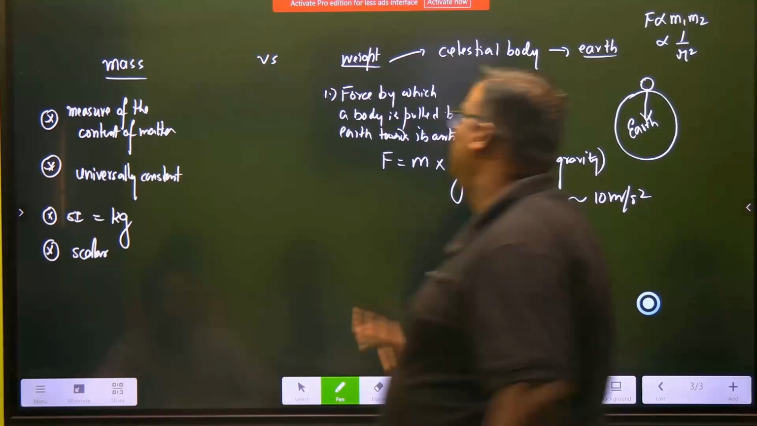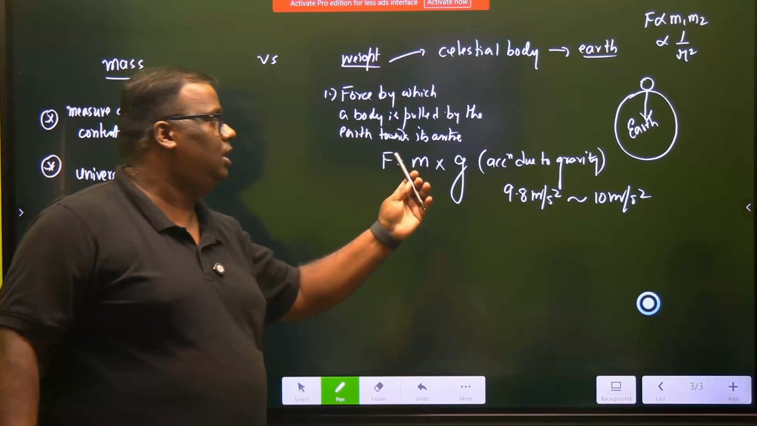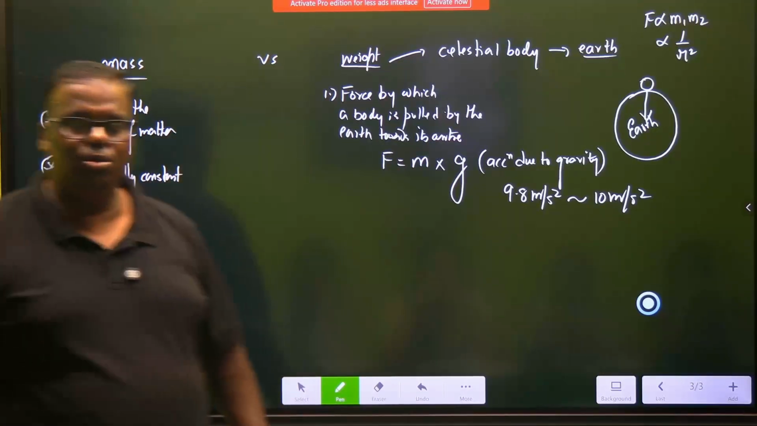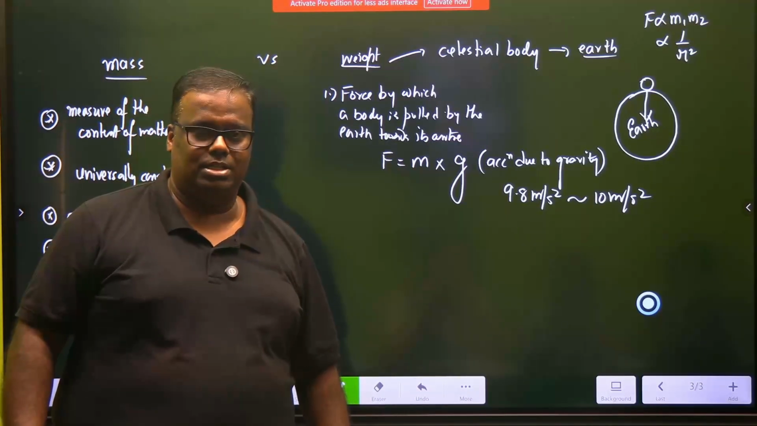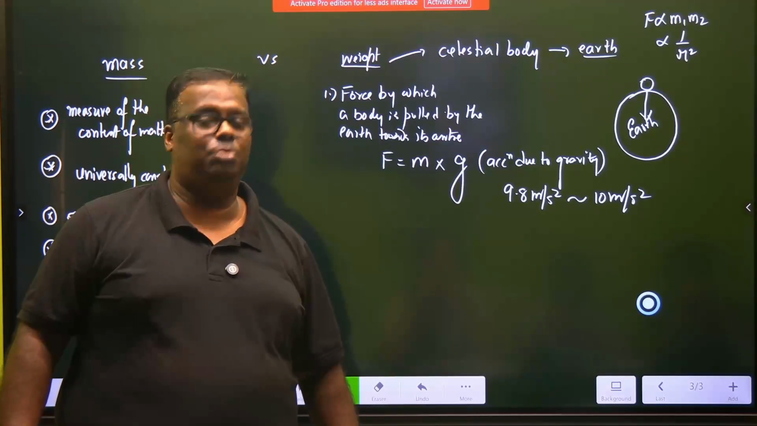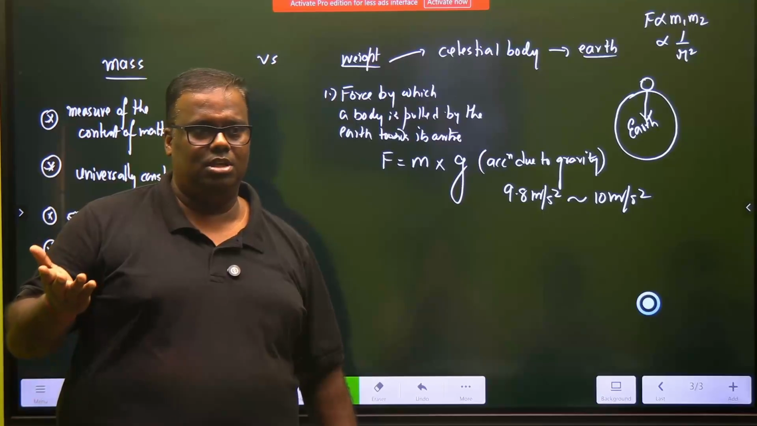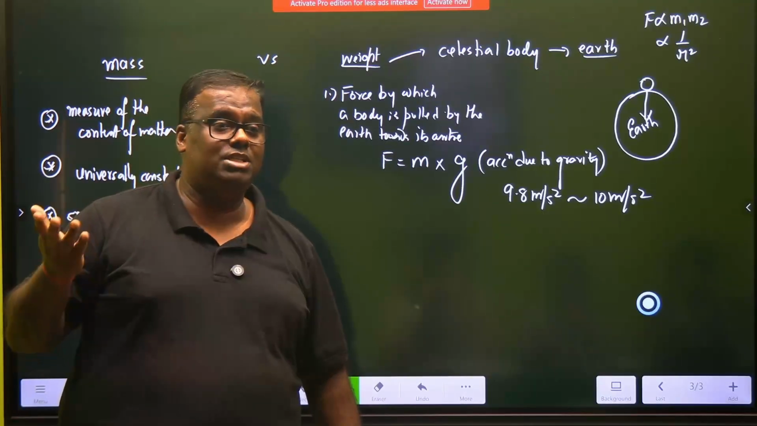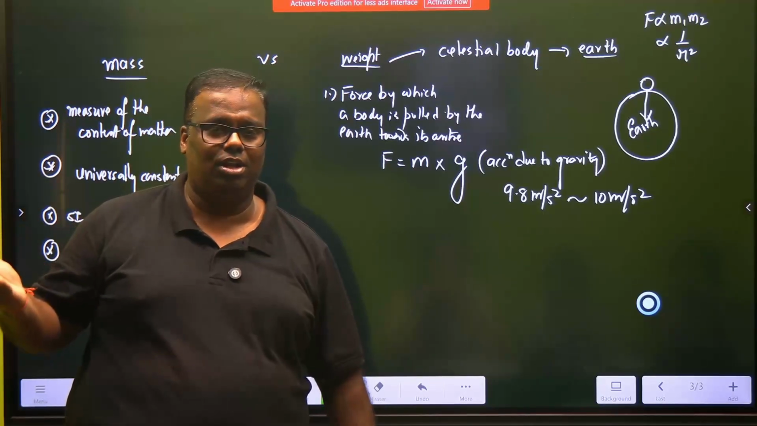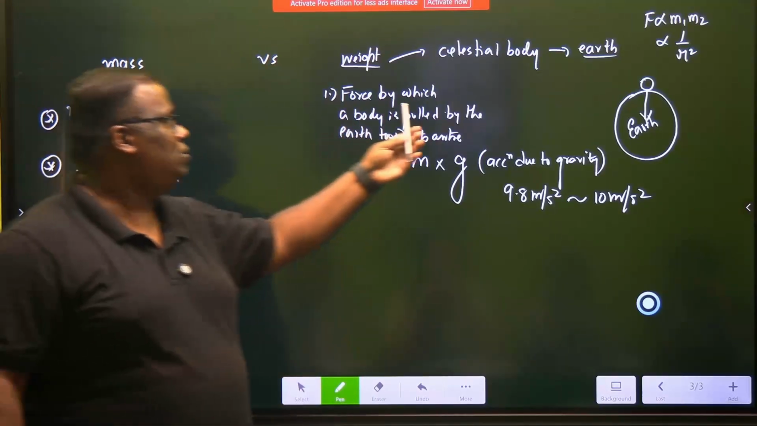Now, weight is the force by which a body is pulled by the Earth towards its center. But by the way, do you know Jupiter's density is very less? Jupiter is gaseous. If Jupiter could have been brought to Piramcheru Lake, Jupiter would have floated. Jupiter's density is less than the density of water, so Jupiter will float. Okay. Force by which a body is pulled.